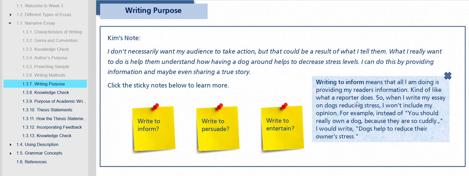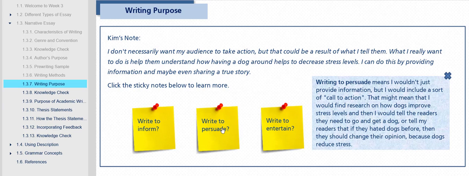Write to persuade. Writing to persuade means I wouldn't just provide information, but I would include a sort of call to action. That might mean that I would find research on how dogs improve stress levels, and then I would tell the readers they need to go and get a dog, or tell my readers that if they hated dogs before, then they should change their opinions because dogs reduce stress.